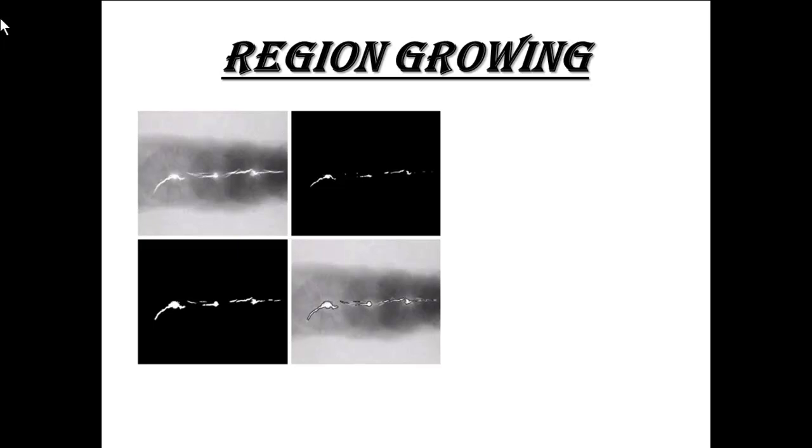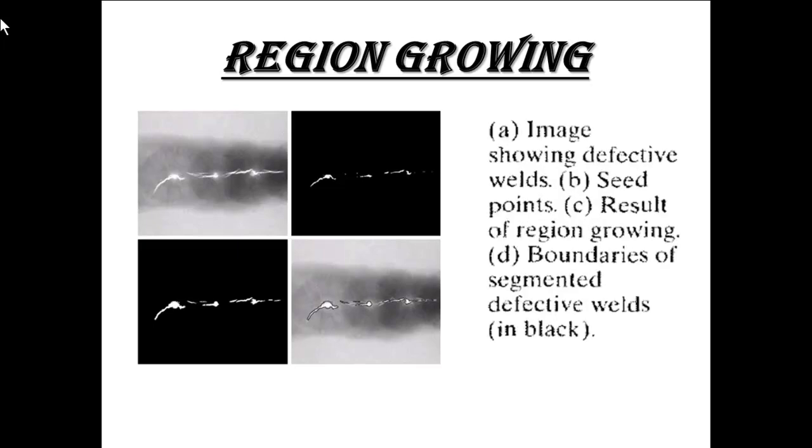Now in the third picture, we again process to get the cracks clearly. Now that clear cracks can be imposed on the real picture. A. Image showing defective welds. B. Seed point. C. Result of region growing. D. Boundaries of segmented defective welds in black color.